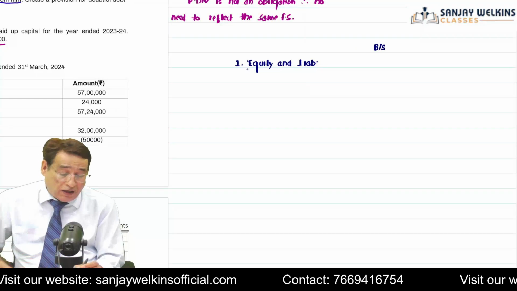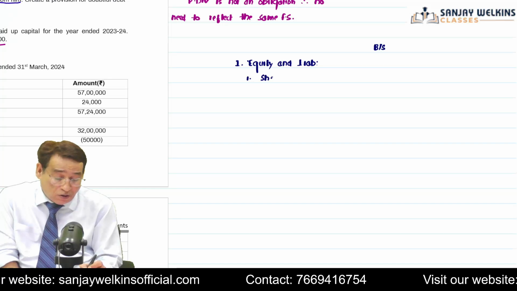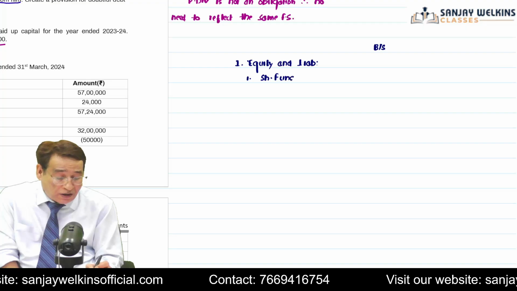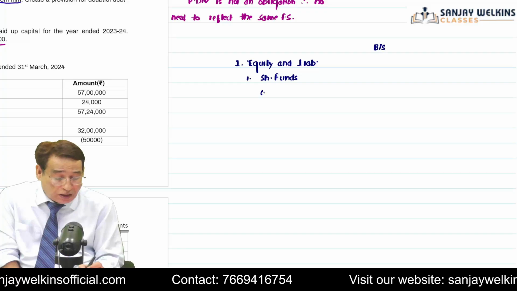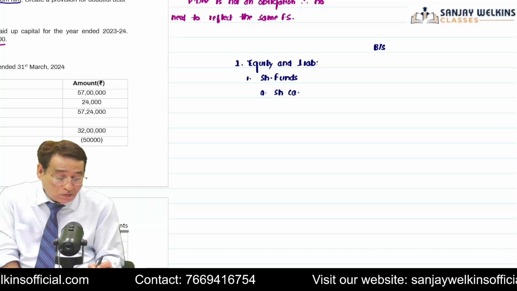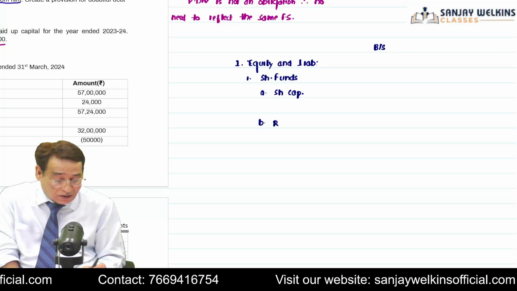Under equity and liability, the first item which we write is shareholders' fund. If you remember, under shareholders' fund, first of all we write share capital, and then we write reserves and surplus. Is it clear to you?